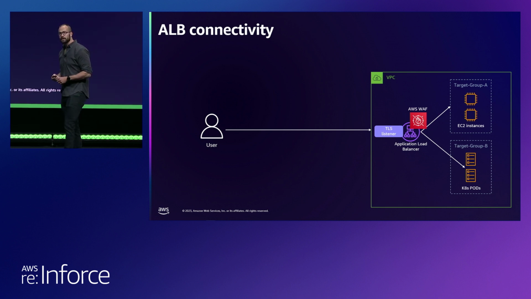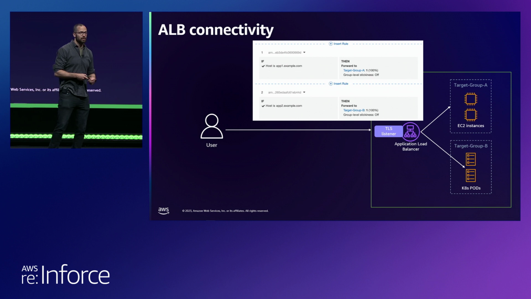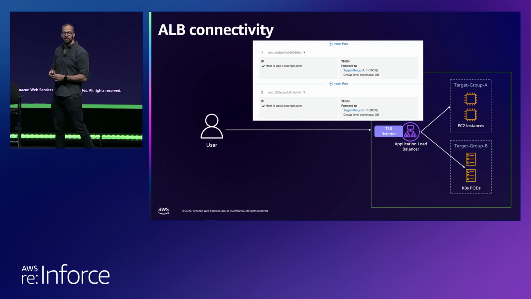And we have two different target groups. One happens to be EC2 instances. The other one happens to be containers. And we can configure our load balancer to look at the host headers, and based on the host headers, decide how the traffic gets forwarded. So if we see app 1, we want to send traffic to target group A. If we see app B, we want to send traffic to target group B.